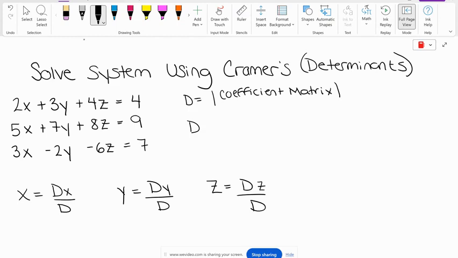So we want to find the determinant of 2, 3, 4, 5, 7, 8, 3, -2, -6. I'm going to list it all out.